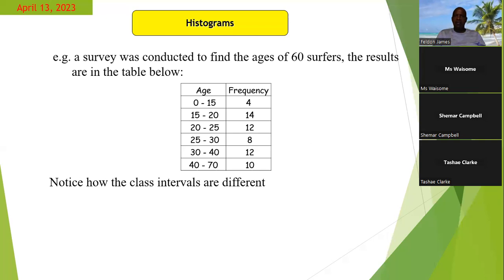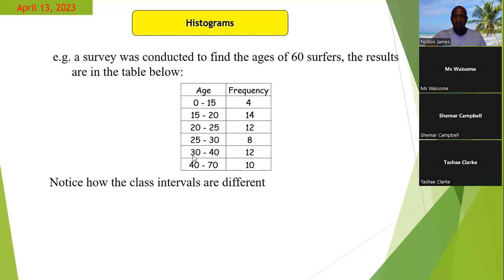First one goes from 0 to 15. You could basically check the class width to see if all the class widths are the same. And if they're not the same, then you know they have a different class width, which means the interval would be different.